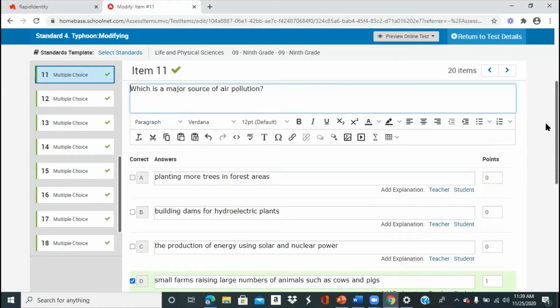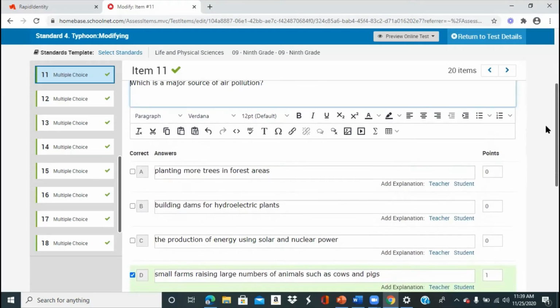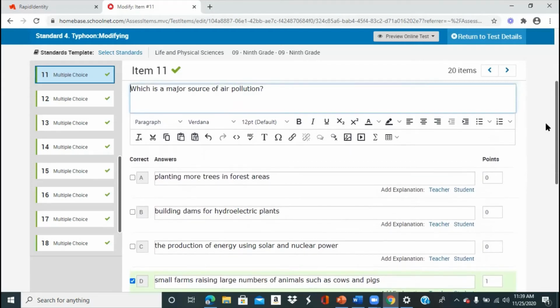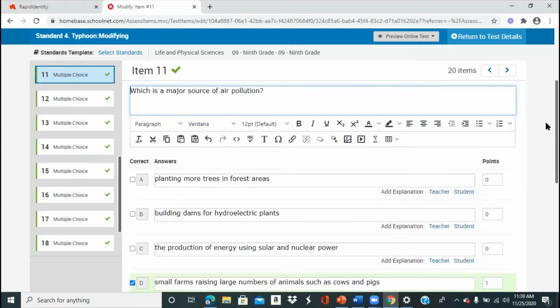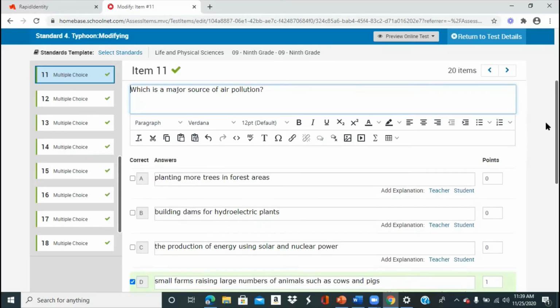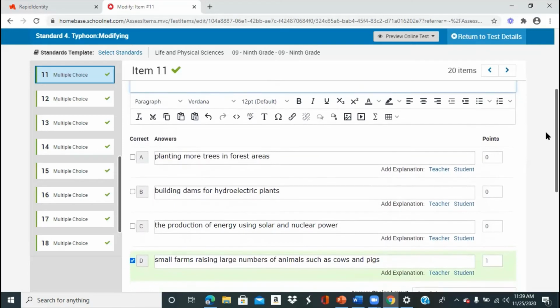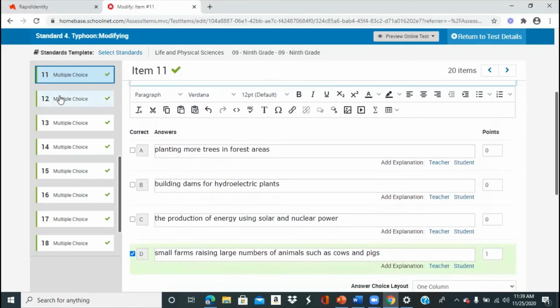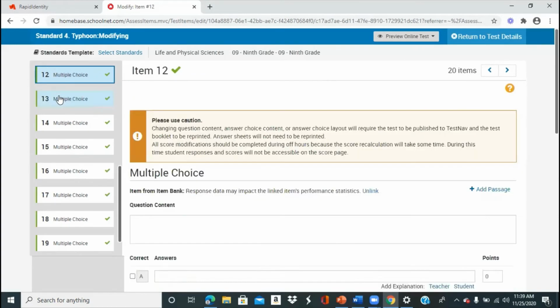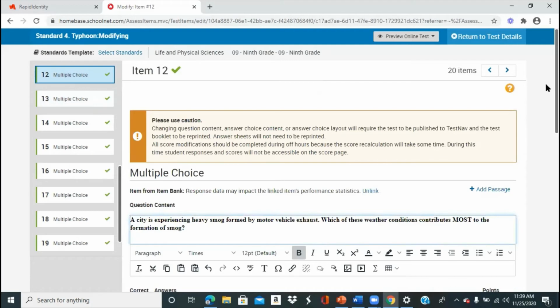But the last option about farming, raising a large number of animals such as poultry animals, those are immediate contributors of air pollution. Based on your prior knowledge from the lessons that we had, remember that fertilizers and other chemicals added to the farm might go to the air or the atmosphere and eventually cause poor air quality. So the answer here is a small farm raising a large number of animals, which shows cows and pigs and other farm animals could be the primary contributor of air pollution. So we go to item number 12.